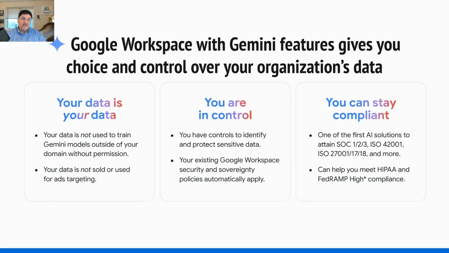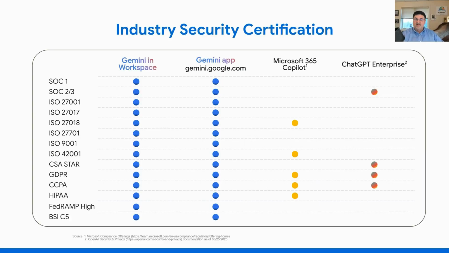And know that you can stay compliant, and that Gemini AI actually has some of the most security certifications out there, including things like HIPAA and FedRAMP High for those of you attending from government organizations or watching. So we look at industry security certifications right now. Google loves to show the slide. It's current as of about March of this year, so some things may have changed with the competition.